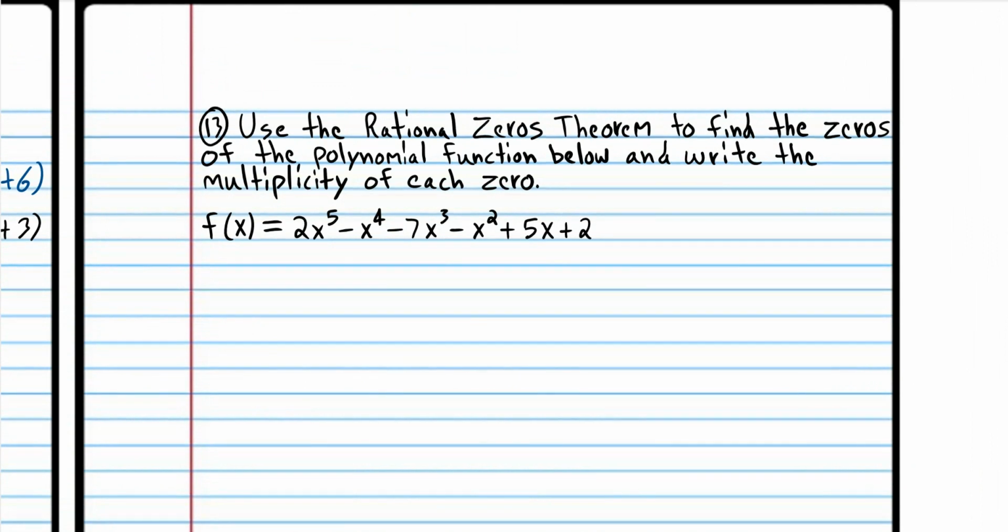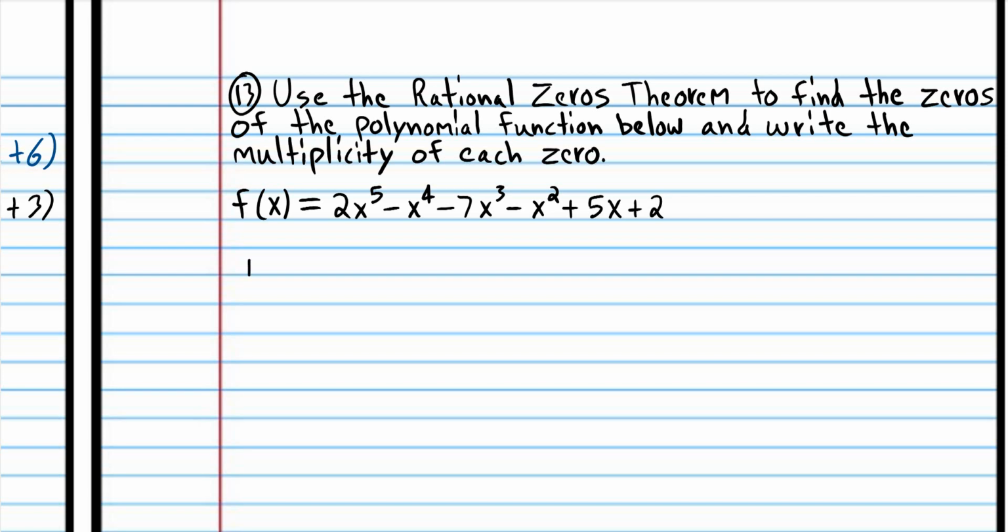So use the Rational Zeros Theorem to find the potential rational zeros. Write your P and Q and P over Q values. You don't have to write all of them, but in this case, there's not very many of them. So try that first part of the problem, and when you come back, we'll do it together. Okay, we're back.